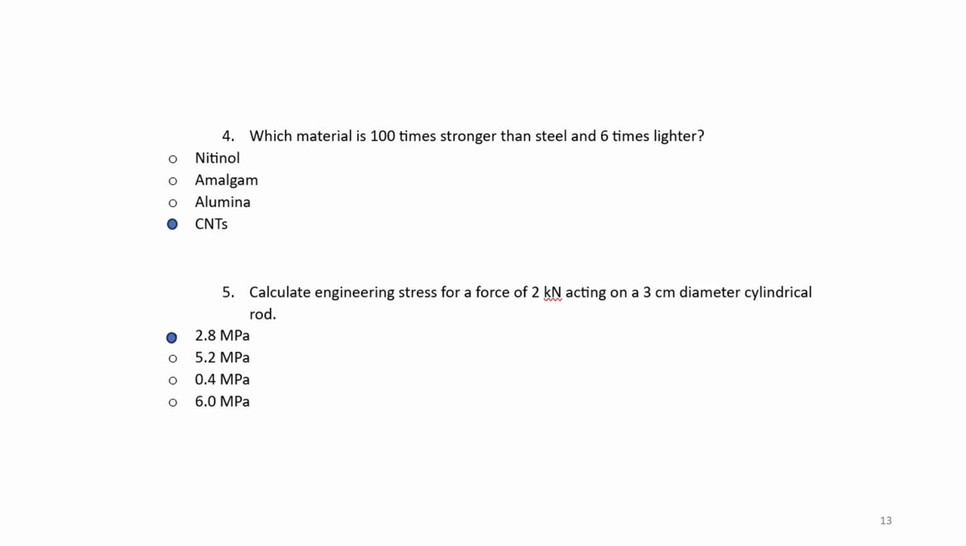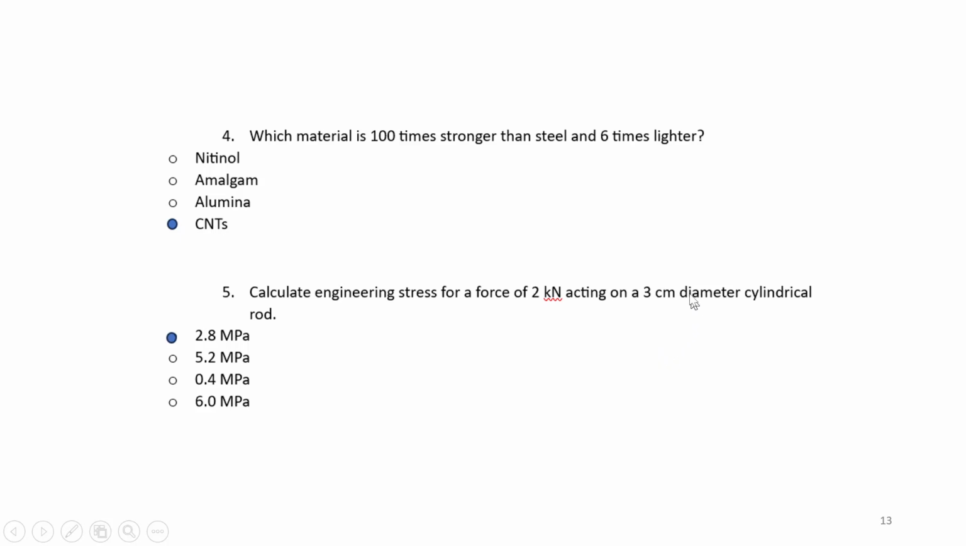And then the next question is, calculate engineering stress for a force of 2 kilonewton acting on a 3 centimeter diameter cylindrical rod. So in case of stress, the formula is simple. S is equal to force upon area. So you are given the force, you have to divide by the area, the cross section area.